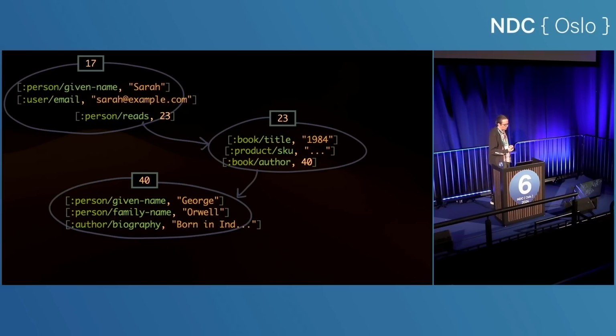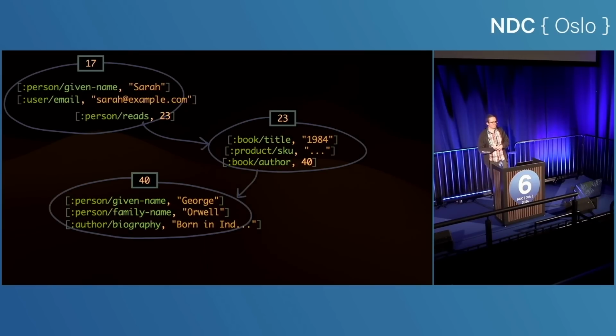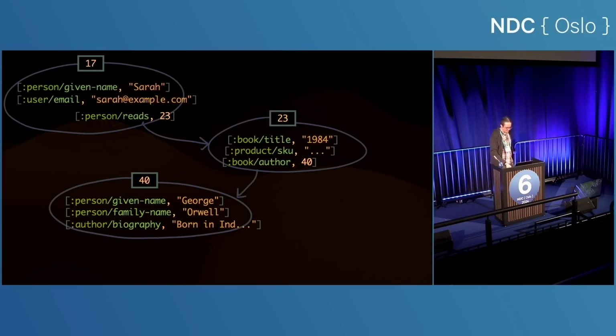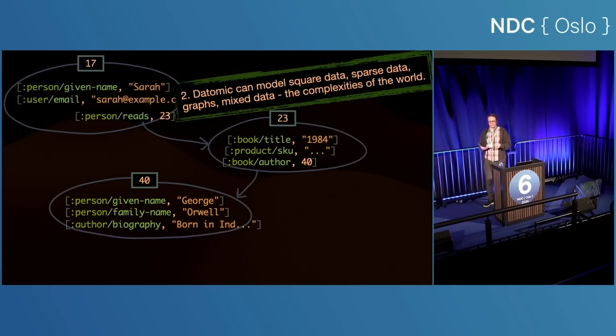If you have ever encountered the object relational impedance mismatch, you will know that it can be quite painful because you've modeled your domain so perfectly and it won't fit into these square boxes in the relational database. So we don't have that problem here. So Datomic can model square data, but also sparse data and graphs and mixed data, all the complexities of the world. And that is very freeing.